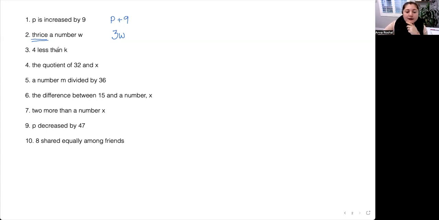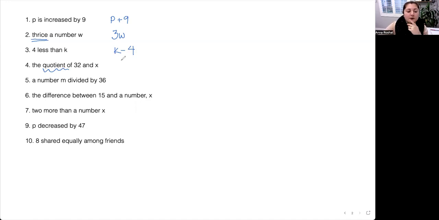Okay, 4 less than K is going to be K minus 4, okay? And the reason why we're going to invert it is because when we say 4 less than K, that means we're taking 4 away from K, okay? Then we have the quotient of 32 and X. Quotient will always mean division, right? Quotient is the answer to a division problem.